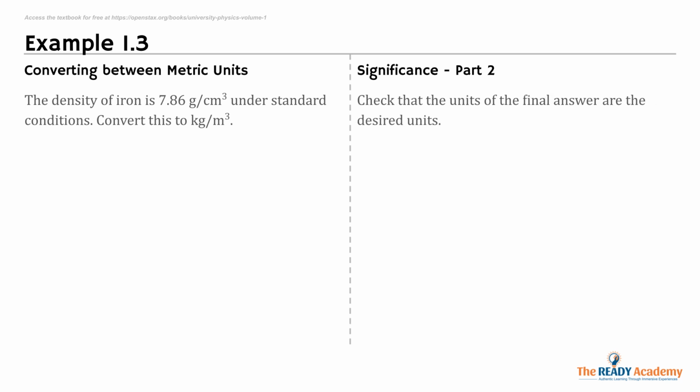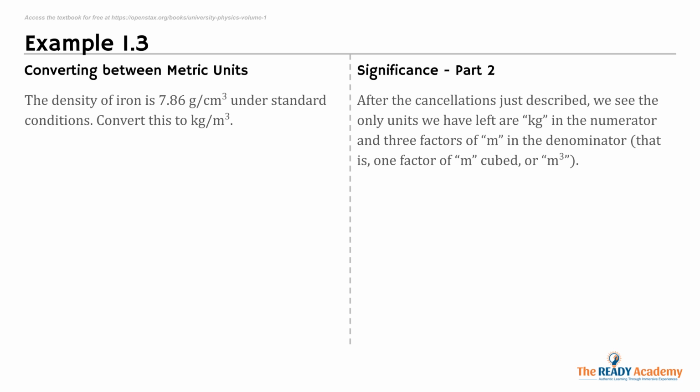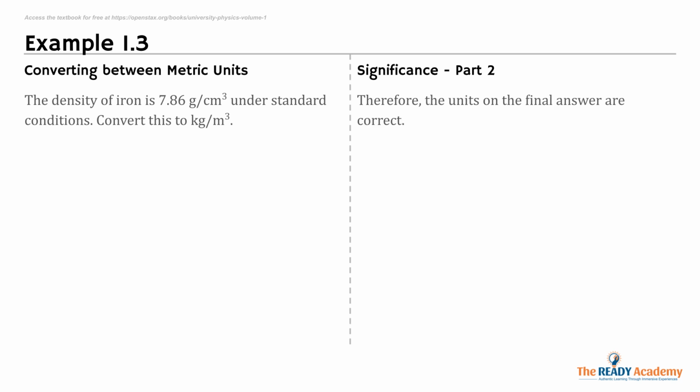Part 2. Check that the units of the final answer are the desired units. The problem asked for us to convert to kilograms per cubic meter. After the cancellations just described, we see the only units we have left are kilograms in the numerator and 3 factors of meters in the denominator, that is, 1 factor of meters cubed, or cubic meters. Therefore, the units on the final answer are correct.